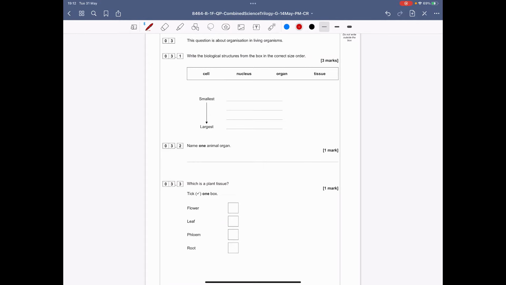Question 3 then. This question is about the organisation of living organisms. Write the biological structures in the box in the correct size order, starting with the smallest. Well, we should know that out of these four, the one that is inside the cell would be the nucleus. Then the cell is what contains the nucleus. A group of cells working together is a tissue, and a group of tissues working together makes an organ.